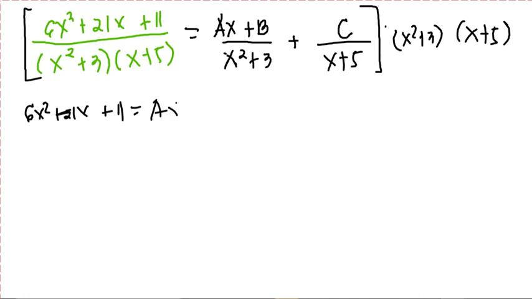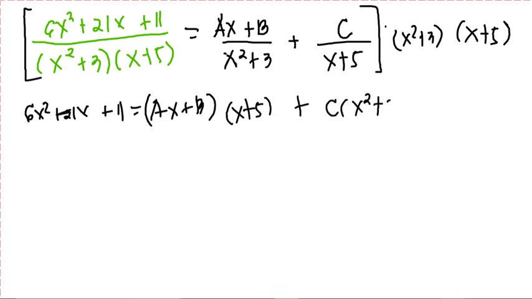Okay, so we have ax plus b multiplied by, so we have, ang makancel ang x squared plus 3, ang mabilin is x plus 5, plus, so 3, we have c times x squared plus 3. Okay, so para ma-factor out natin ang mga need natin i-factor out, we are going to copy this term.